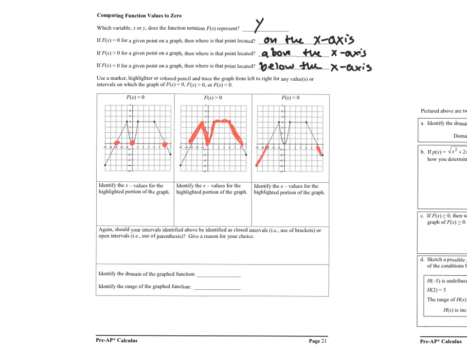Now, identify the x values for the highlighted portion of the graph, okay? This is 3 specific points, so we don't have intervals, so x is -3, 0, and 6, okay? Here we do have an interval, and it's from -3 to 0, and then 0 to 6. The reason why we have an and is because when x is 0, y is 0, all right? And then last but not least, we have -5 to -3 and 6 to 7.